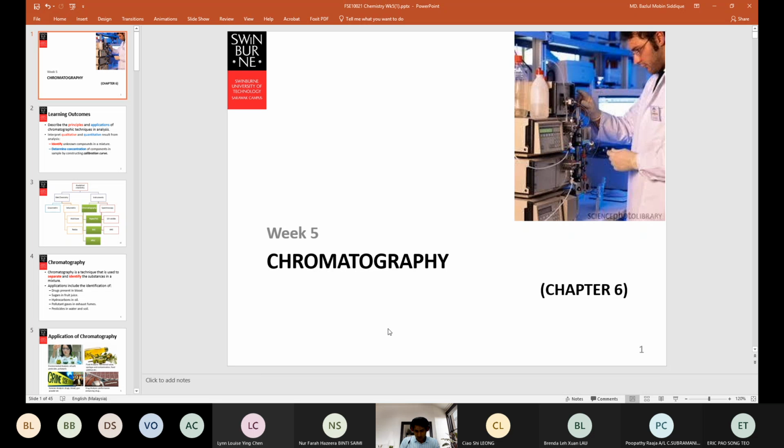Okay, so this is chromatography, the subject we will be learning today. And we really have to understand the basic technique and theory behind chromatography, because it is of very good and important interest for chemical analysis, or analytical chemistry.